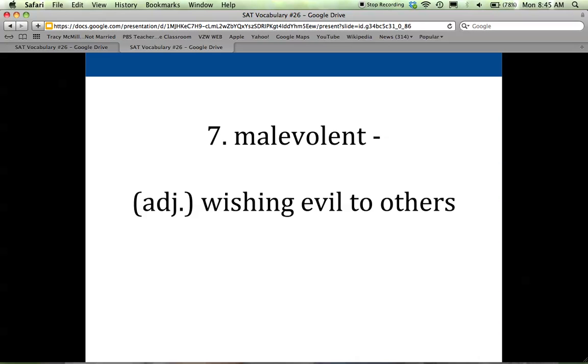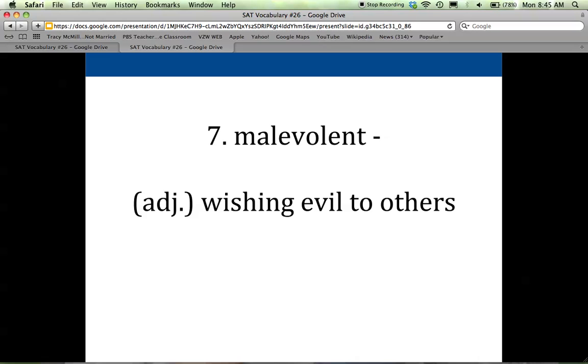Malevolent, and I think we had malevolently, which is the adverb form of this word, to do something in an evil way or with evil intent. And malevolent without the ly is the adjective form of the word, which means it's describing someone or something that wishes evil to others. So when you think of the traditional bad guys in some of your favorite books, whether it's Harry Potter or Star Wars, those characters would be considered malevolent.